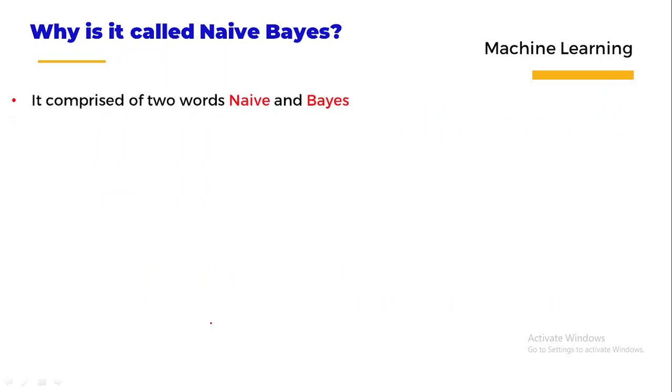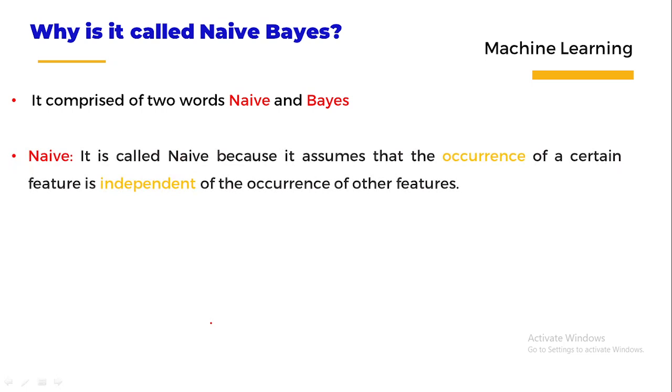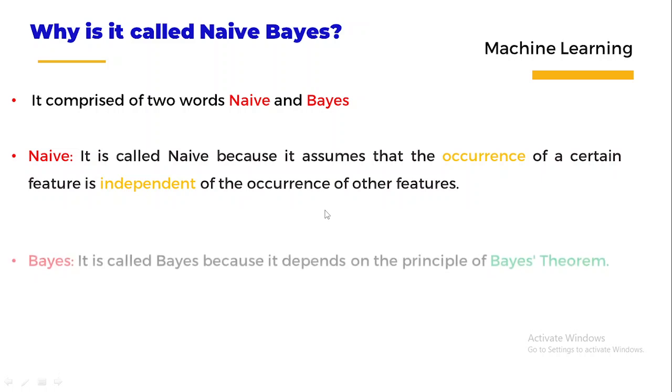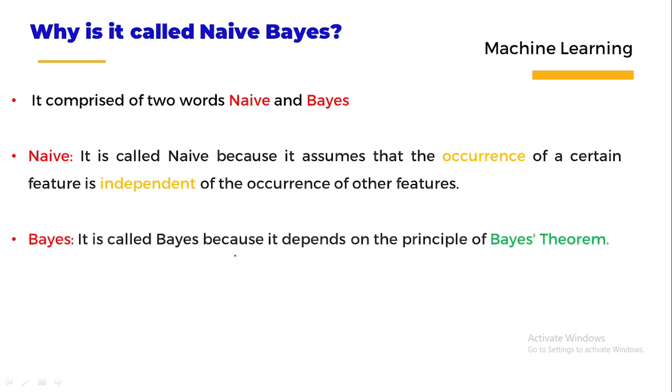Now we will see why it is called Naïve Bayes. It comprises two words, that is Naïve and Bayes. It is called naïve because it assumes that the occurrence of a certain feature is independent of the occurrence of other features. And Bayes is called Bayes because it depends on the principle of the Bayes theorem. So the base of this Naïve Bayes classifier is the Bayes theorem.